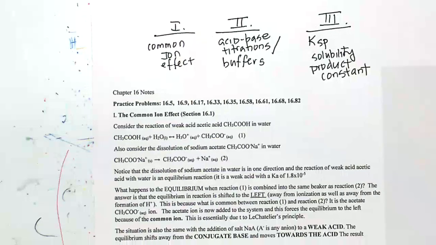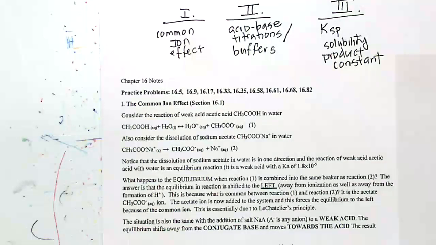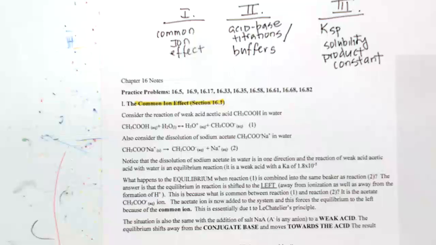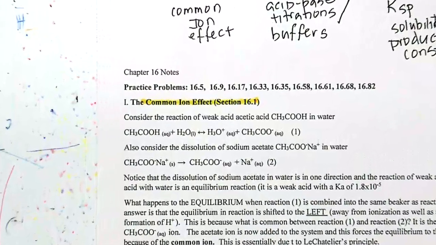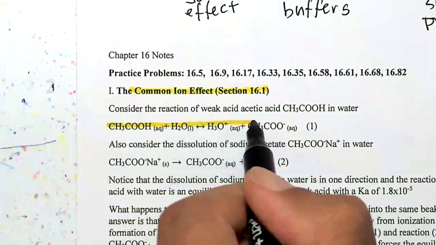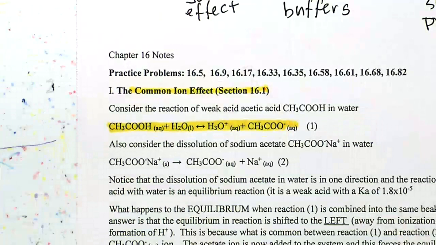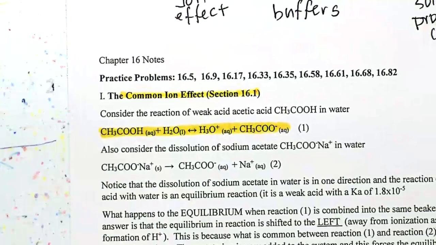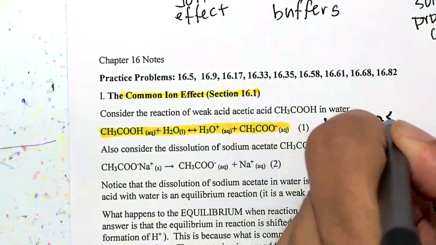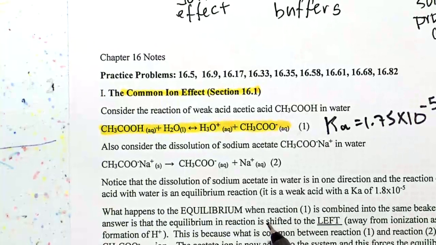All right, let's first talk about the common ion effect. So we have here acetic acid. Acetic acid reacts with water to give you H3O+ and acetate. This is a weak acid, and it's going to have a Ka of about 1.75 times 10 to the minus 5. So 10 to the minus 5, that's a weak acid.